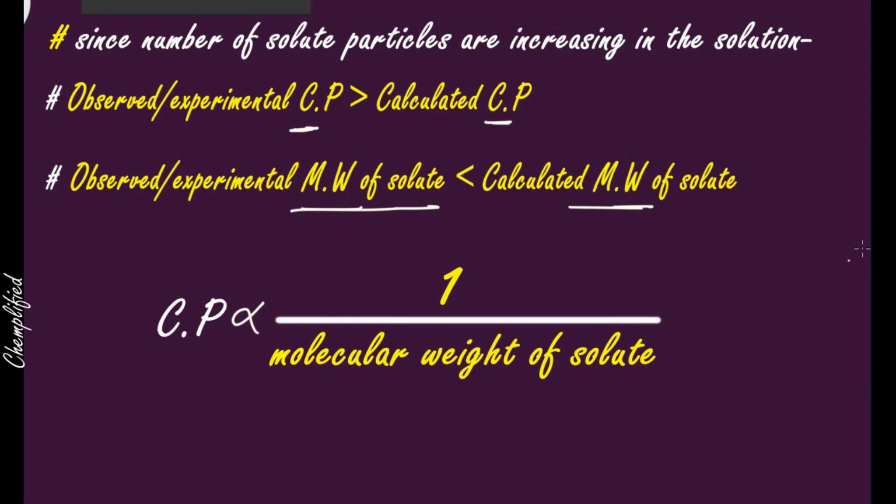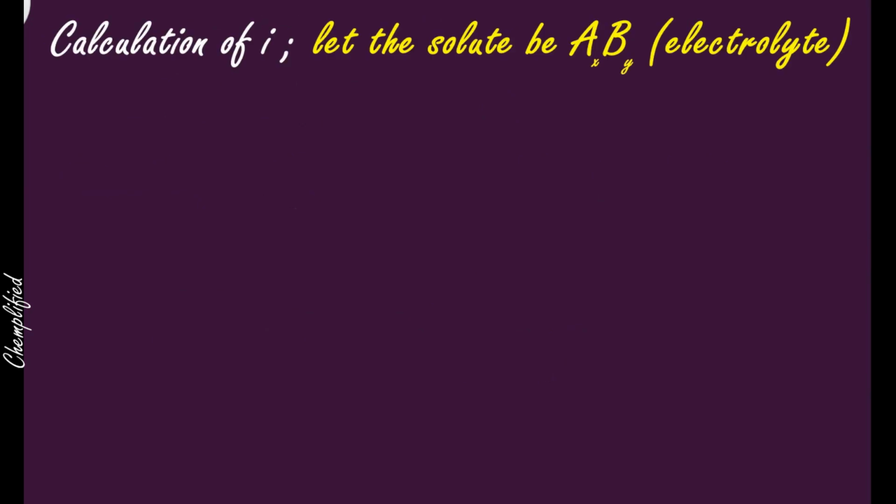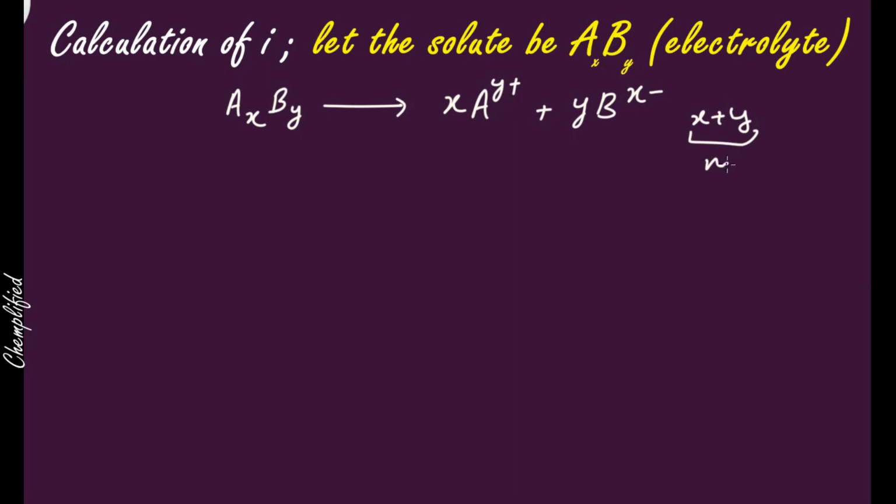Now comes the calculation part for dissociation. Calculation of i for dissociation. Alright, so let the solute be AxBy. Now the equation that we can make is AxBy gives xA^y+ plus yB^x-, where x plus y is the number of ions.